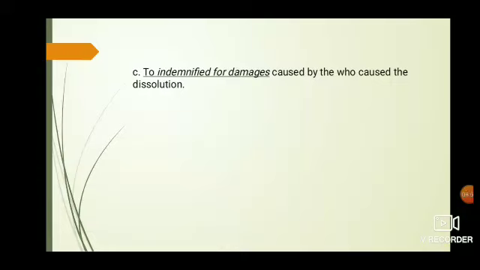So, let me define which is indemnified first. So, it means to secure or protect against financial liabilities or a legal agreement by one party to hold another party blameless or not liable for potential losses or damages. So, ito yung advantage ng innocent partner.